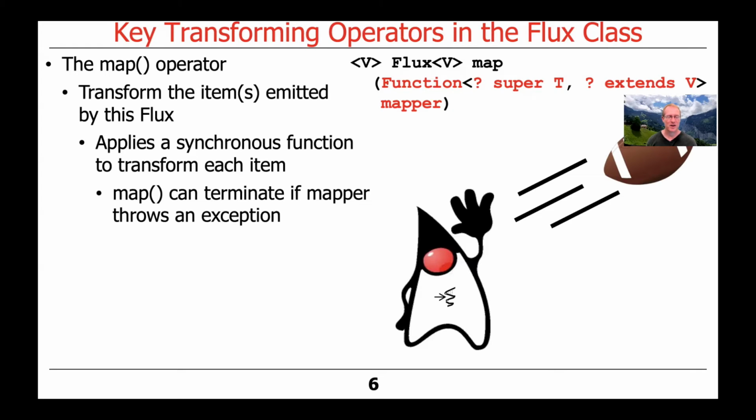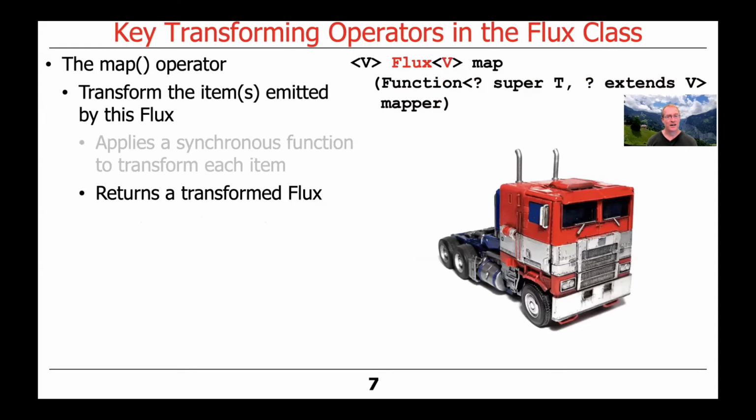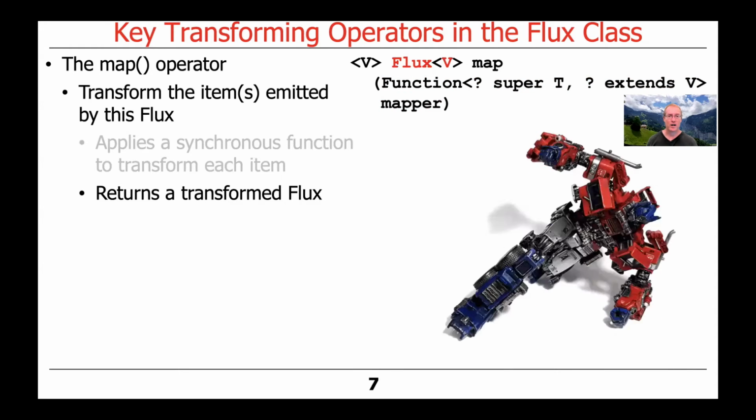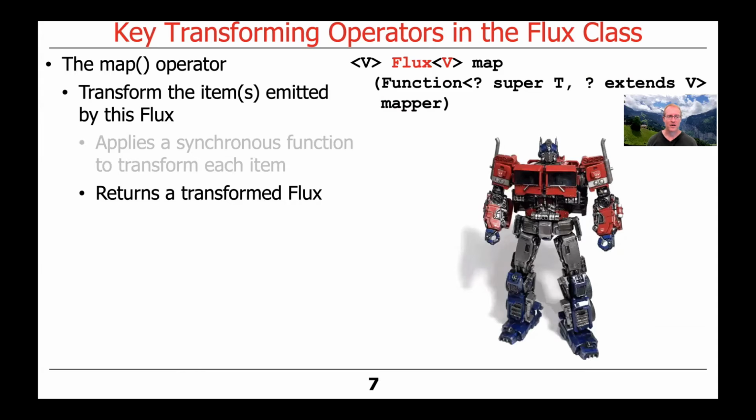It's certainly a legitimate thing to do, but you may want to have some kind of error handler that we'll talk about later to catch exceptions and then perhaps give back default values or do something else. The map method returns a transformed flux.